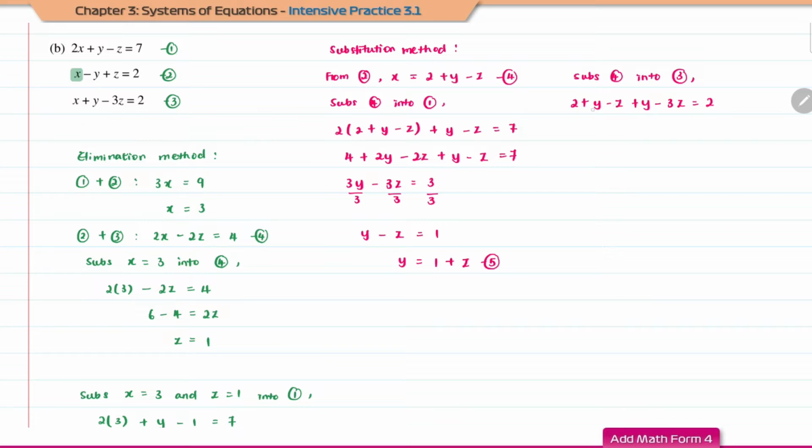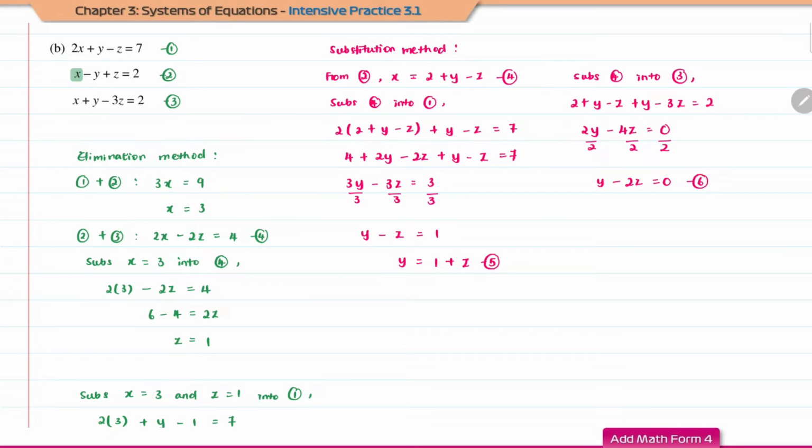Next, solve for the like terms. Plus y, you're going to have 2y. Negative z minus 3z is negative 4z, equal to 2 minus 2, which is equal to 0. So here I can simplify it if I want to. I'm going to divide each term by 2. Therefore, you're going to have y minus 2z equal to 0.